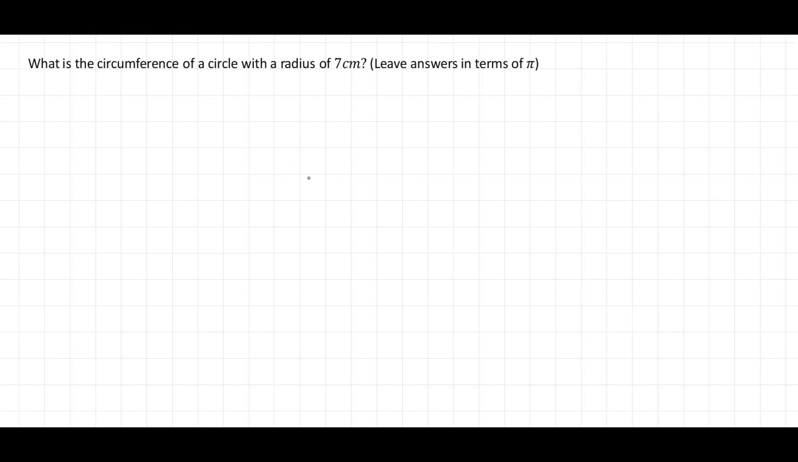What is the circumference of a circle with a radius of 7 centimeters? Note here that we're dealing with radius, so our circumference is 2 pi r. We're told to leave our answers in terms of pi, so that means that pi can stay in your answer. So this is going to be 2 pi multiplied by 7 centimeters. So this is going to be 14 pi centimeters. That's our circumference of the circle.